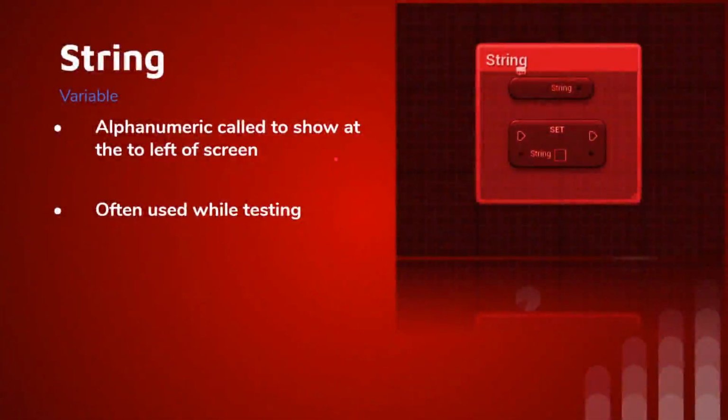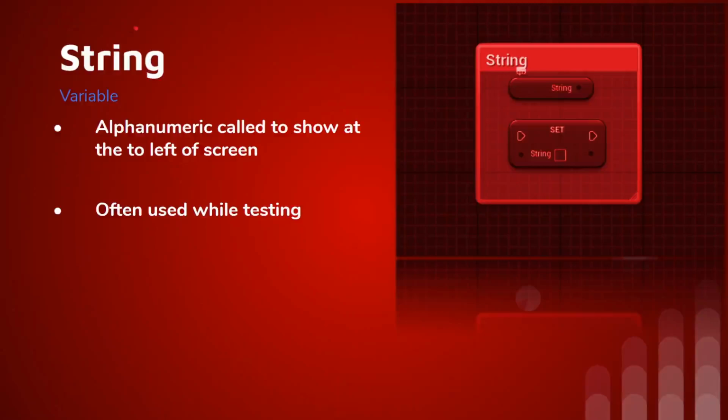Then we have a string. Now strings are alphanumeric values that are normally shown on the top left of your screen up here. Now this is something you will often use while testing, so you can convert most of your variables into a string. So for example, if you have an integer, you would like to know what this integer value is. You can connect this up to a print string and then have that executed from something, and once it executes it will print the number up here.